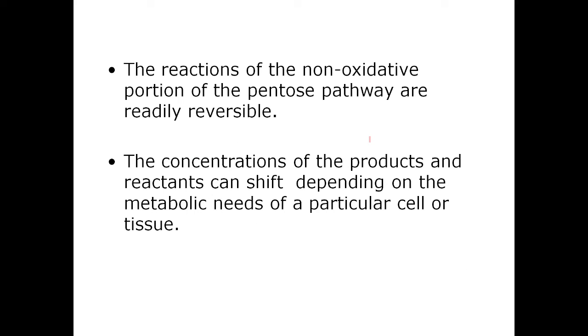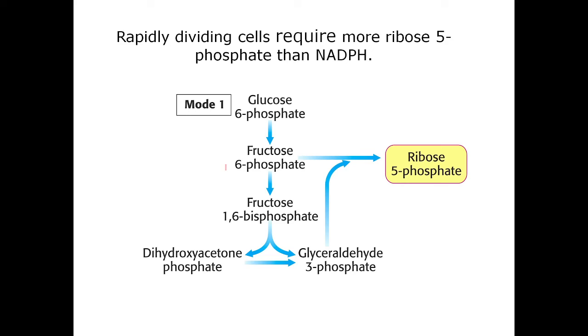The reactions of the non-oxidative portion of the pentose phosphate pathway are readily reversible. So that is why we can see during non-oxidative phases there is a reversible arrow shown. The concentration of the product and reactant can shift depending on the metabolic need of the particular tissue. So how much product and reactant is needed can depend on metabolic need. Okay, so if the cell is dividing very fast, we may require this NADPH reducing equivalent or some ribose as a component of DNA and RNA. So based on that, this requirement may vary.